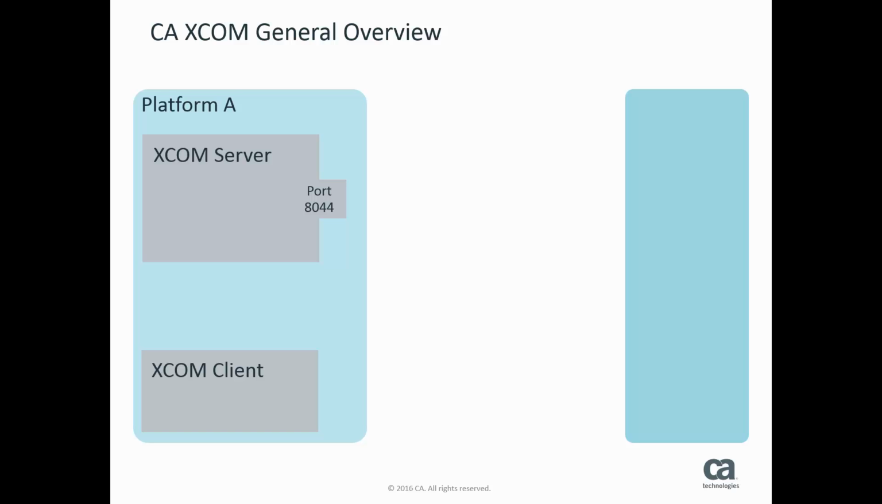The architecture of XCOM on any platform consists of two parts. First, there is a server. This server takes care of incoming transfer requests from other XCOMs running on other platforms. For that, it listens by default on port 8044.